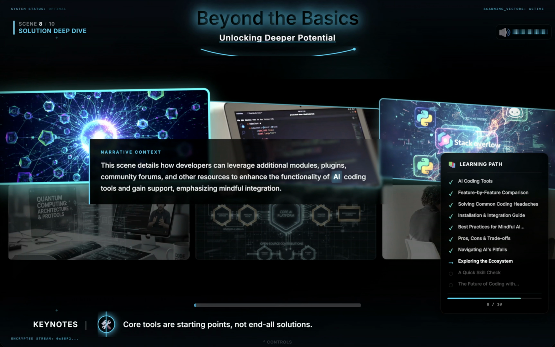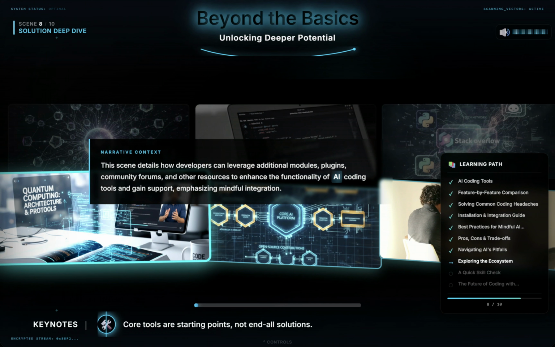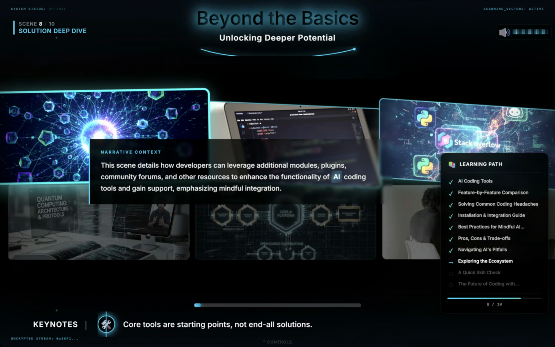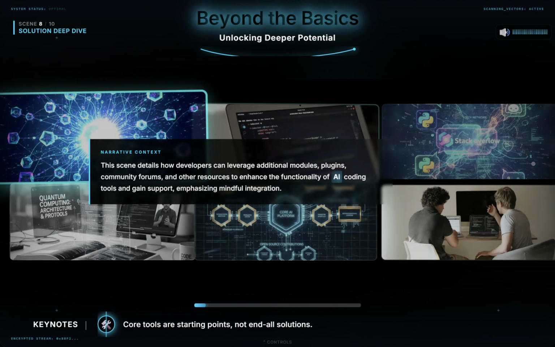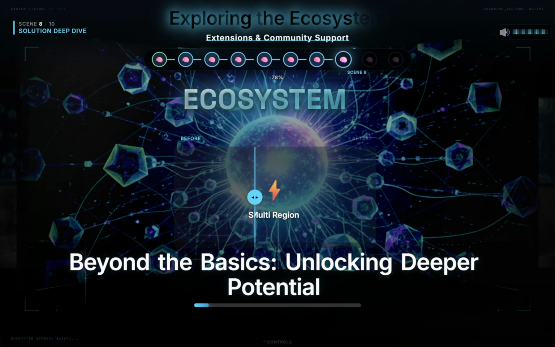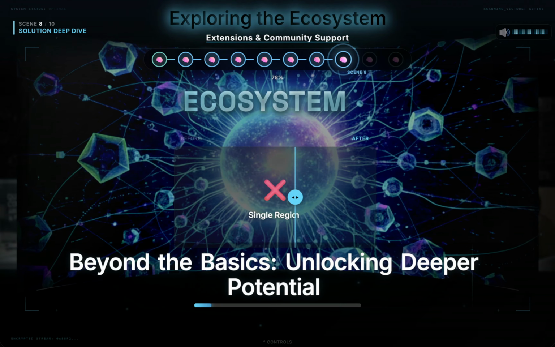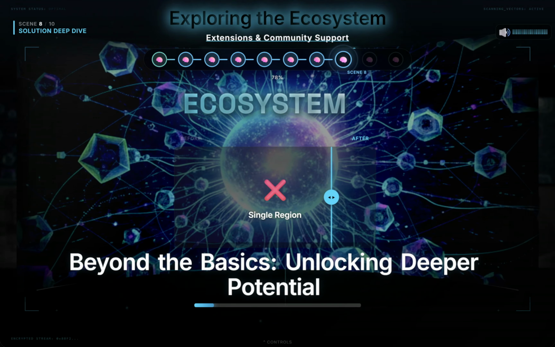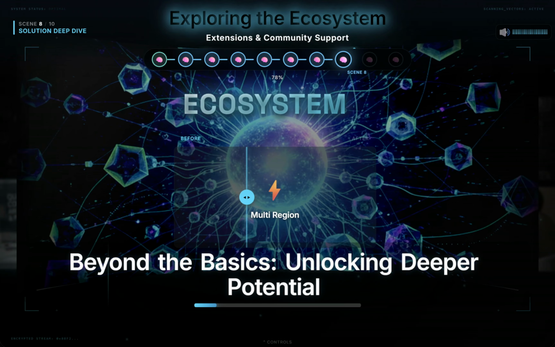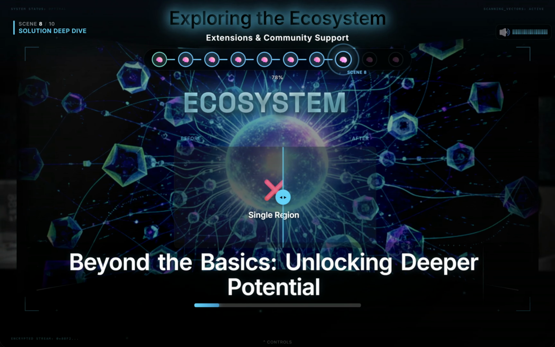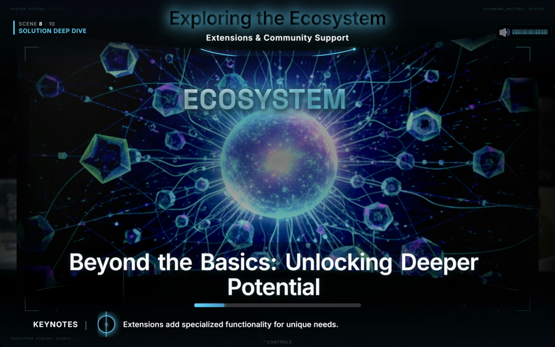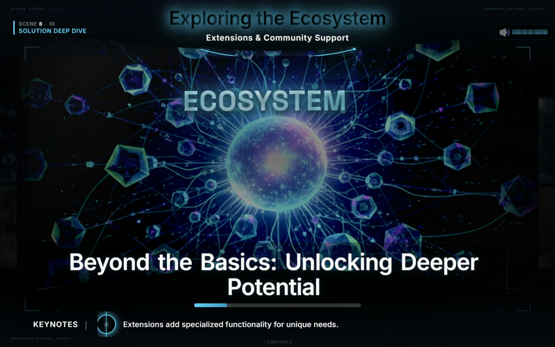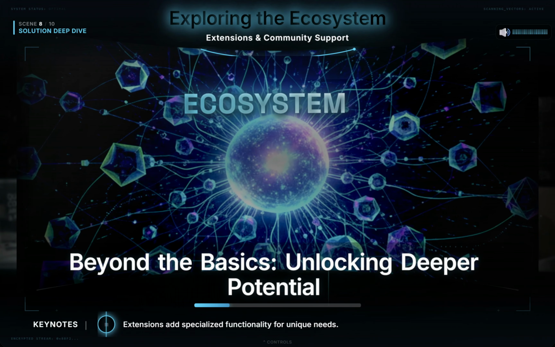Okay, so we've looked at some powerful AI coding tools, and we've navigated their potential pitfalls. But just like a master engineer doesn't stop at a basic wrench set, a truly effective developer needs to understand the full ecosystem of their AI tools. Think of it this way. The core AI coding tools we've discussed are your foundational power tools, incredibly capable, right out of the box. But for a complex engineering project, you need those highly specialized wrenches and custom attachments.